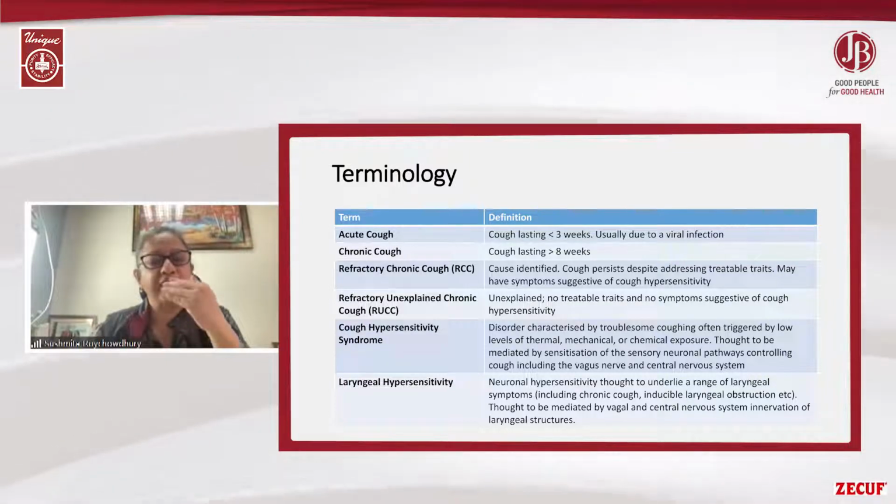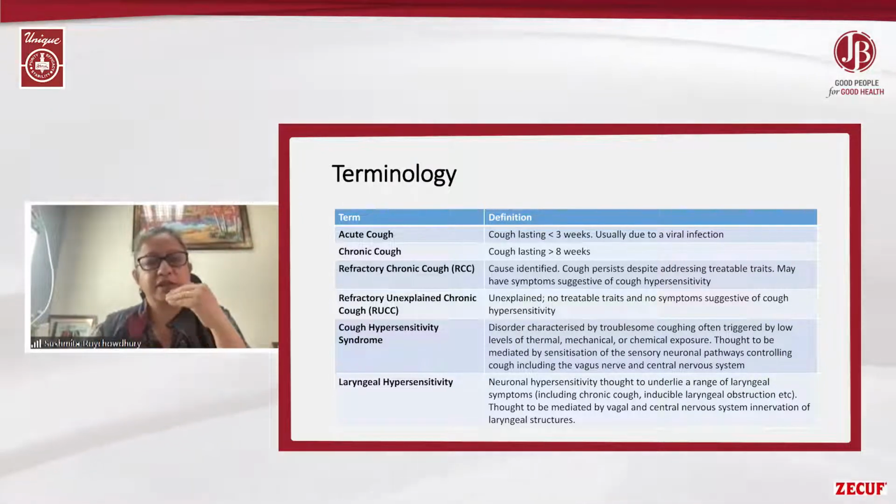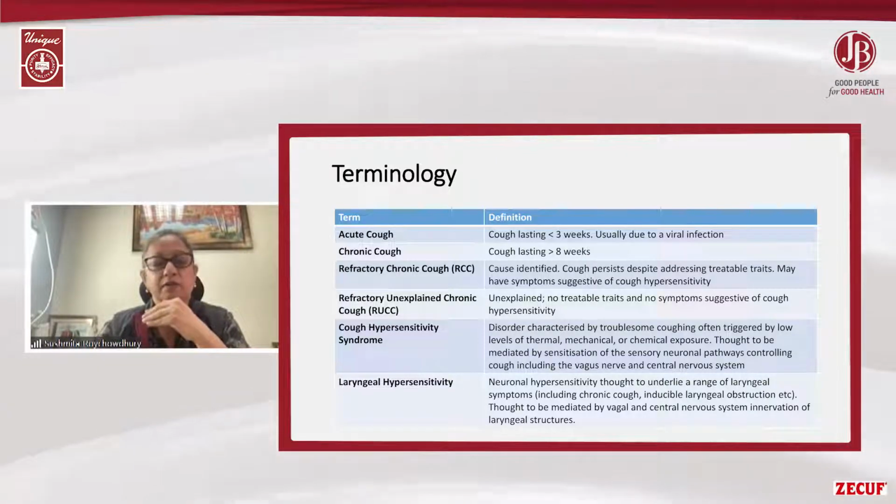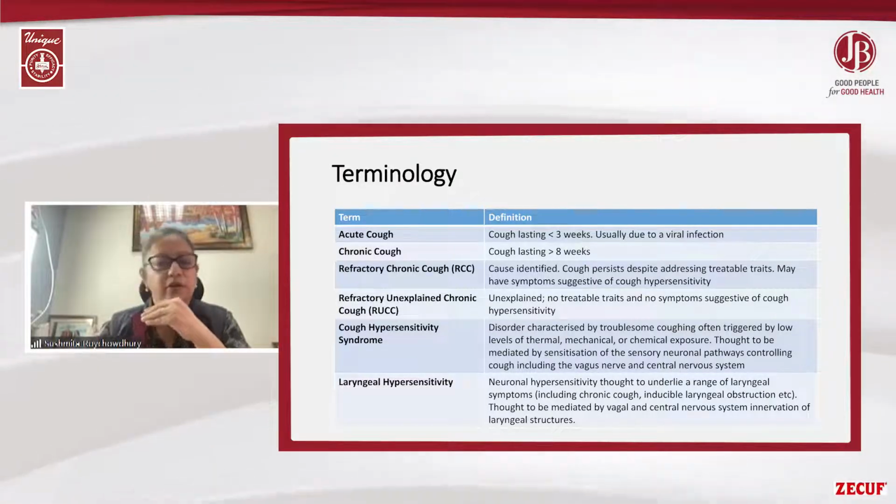But where you can't find a reason for the cough and it is persistent despite treating it with all sorts of empirical treatments, you can call that cough refractory unexplained chronic cough.